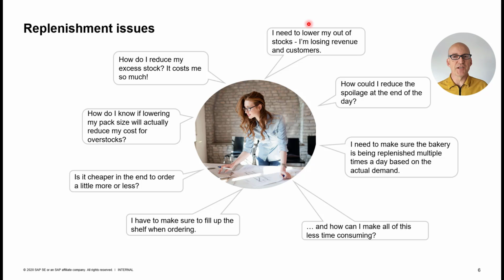If you look at replenishment, you have several kinds of issues. Maybe you have too much stock, but it costs too much if I have too much stock. I need to lower my stock, but maybe it's too little stock. I can't fulfill the demand. At the end of the day, my tomatoes are spoiled. We have to throw them away. And the bakery should be able to replenish several times a day. But also, I would like to replenish, but the system should help me. It should be less time consuming.